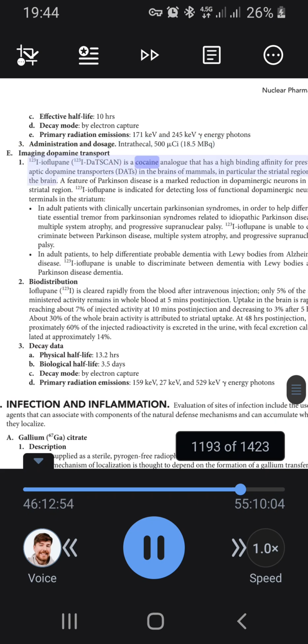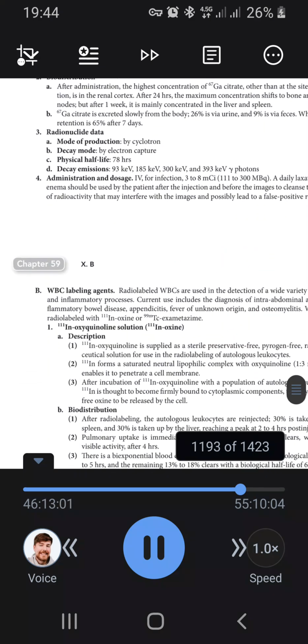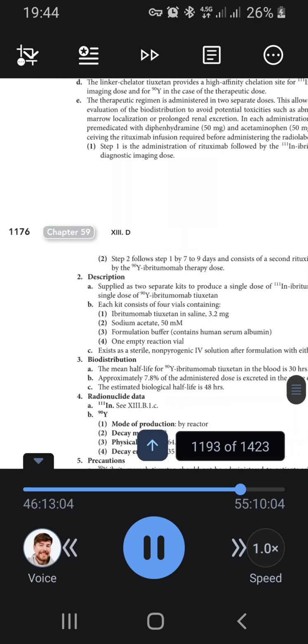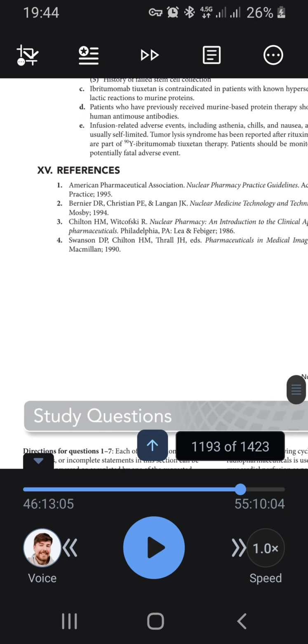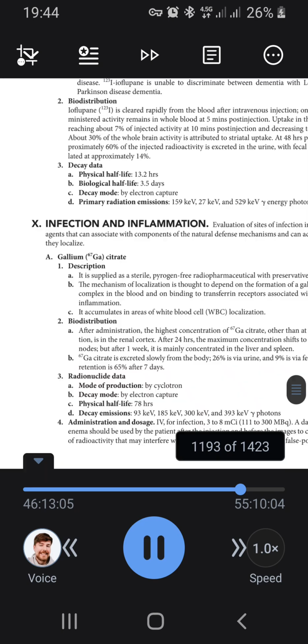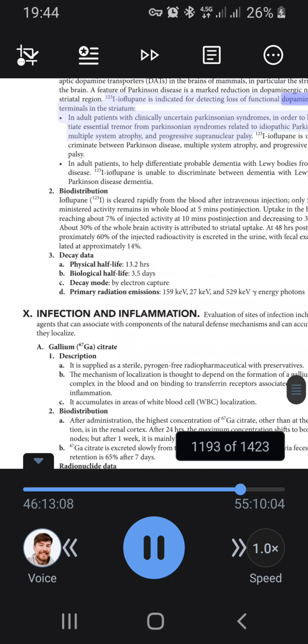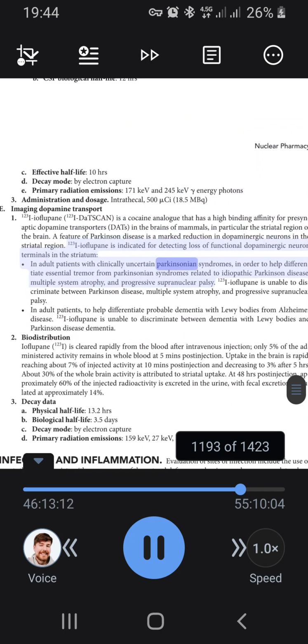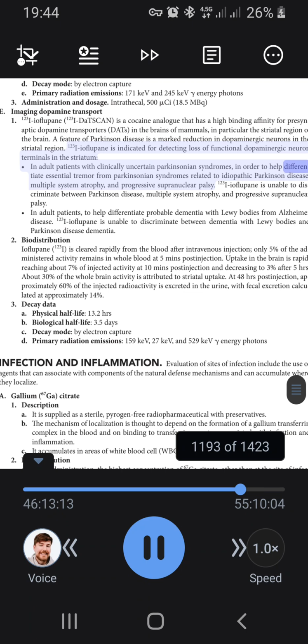Imaging dopamine transport. 1. I-123 ioflupane, DaTscan, is a cocaine analog that has a high binding affinity for presynaptic dopamine transporters, DATs, in the brains of mammals, in particular the striatal region of the brain. A feature of Parkinson's disease is a marked reduction in dopaminergic neurons in the striatal region.